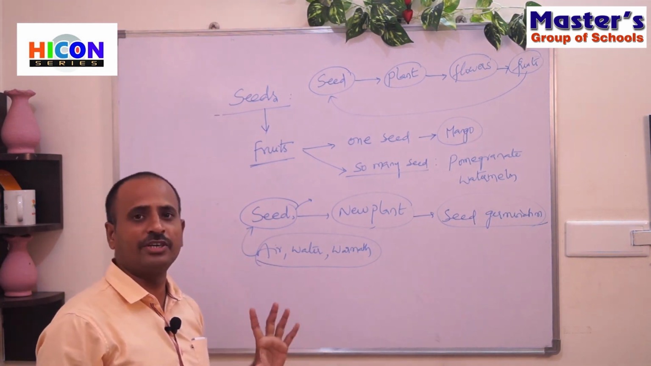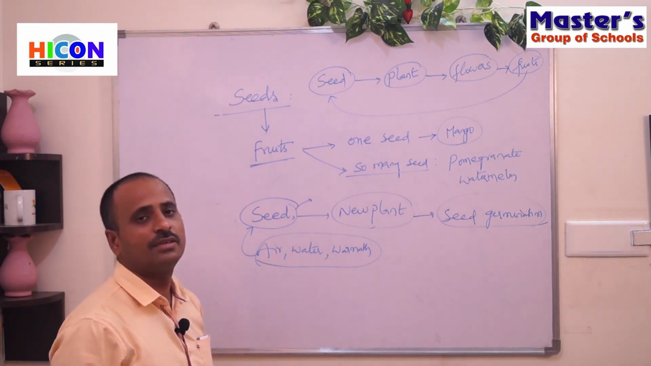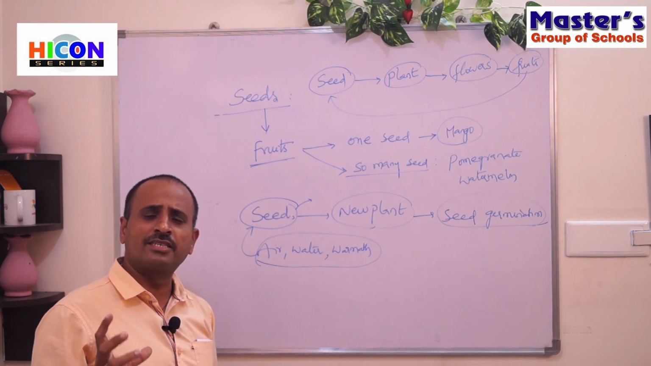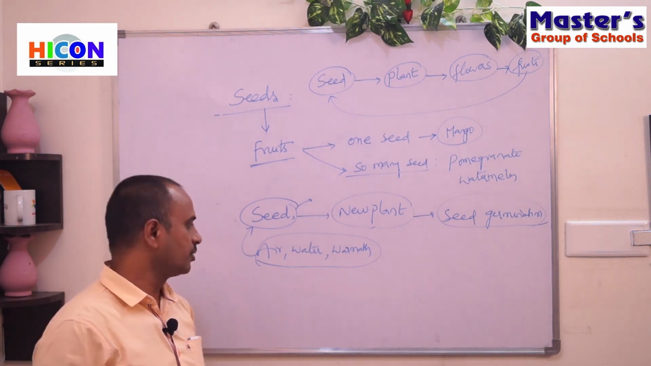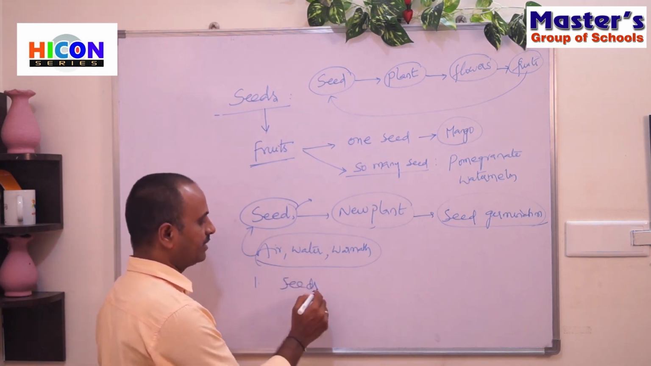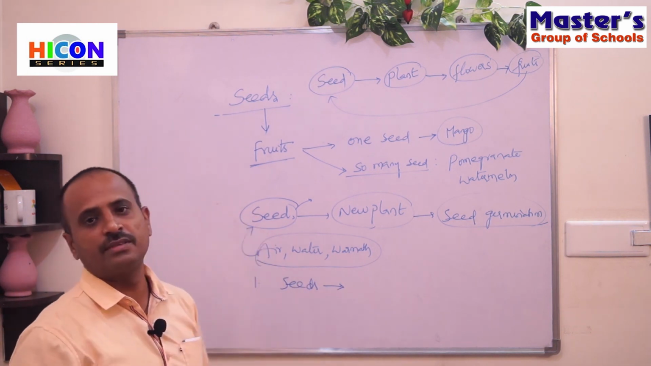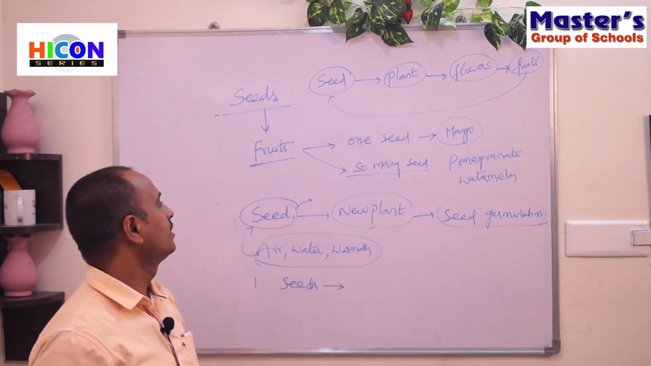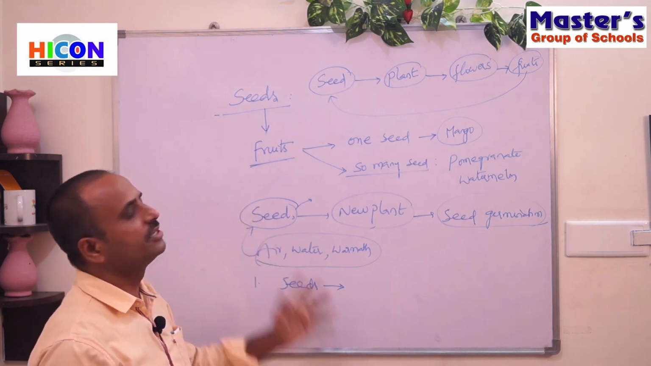Next, what are the functions of seeds? Children, the function of seeds is generally that seeds produce new plants. That means the seeds grow into new plants. So seed germination takes place with the help of seeds. This is generally the main function of seeds. So we can get new plants from the seeds of the plants.